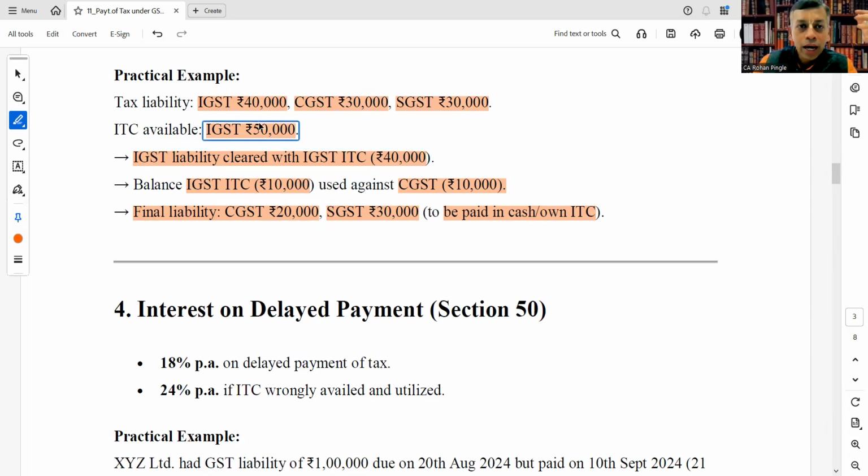Again, we will see: IGST liability is 40,000, CGST liability 30,000, and SGST 30,000. ITC available is IGST credit of 50,000. It is used fully to pay IGST 40,000. Then the balance 10,000 is used for CGST. So the balance CGST 20,000 and the complete SGST 30,000 is payable, which needs to be paid in cash.